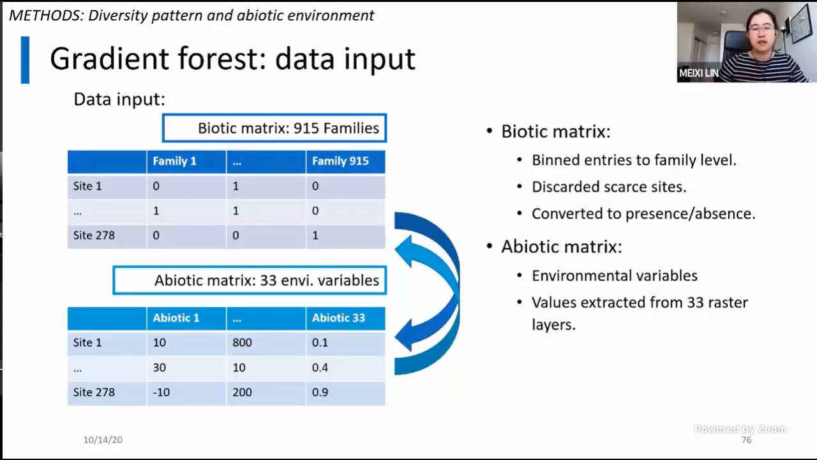So instead of the similarity matrix that we used in the traditional beta diversity analysis, we further cleaned the biotic occurrence data sets and converted them to species presence and absence patterns. The environment measures were extracted from the 33 rasters that I showed before.